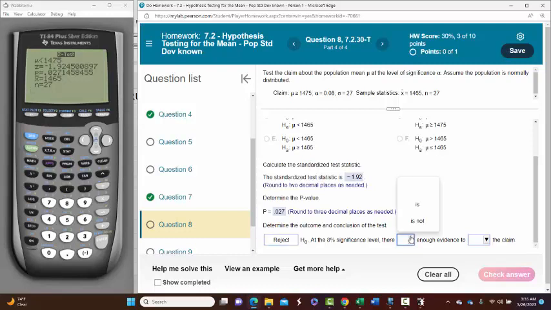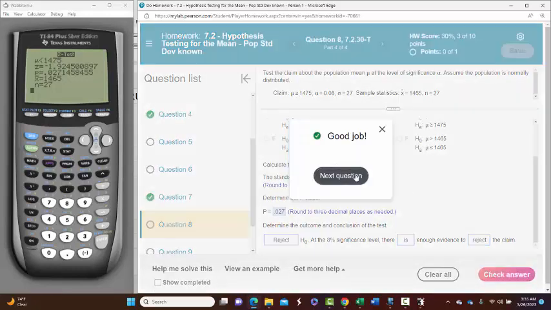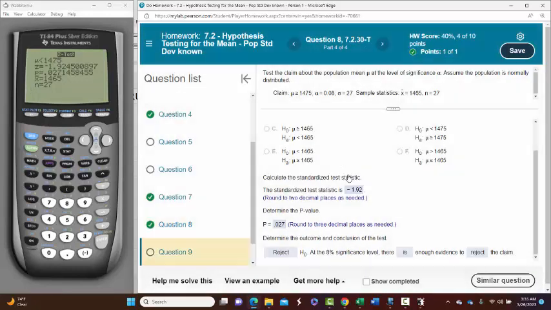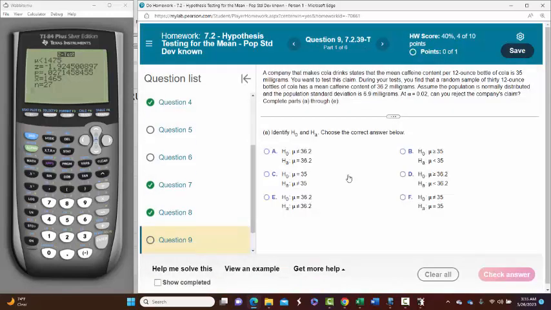There is enough evidence to reject the claim. If the claim would have been the alternative, we'd have said there's enough evidence to support it. We would have supported the claim if it was the Ha, but the claim's the H0, so we don't support it. All right, let's take a look at maybe one more of these. See which one of these two I like better, not that it matters.